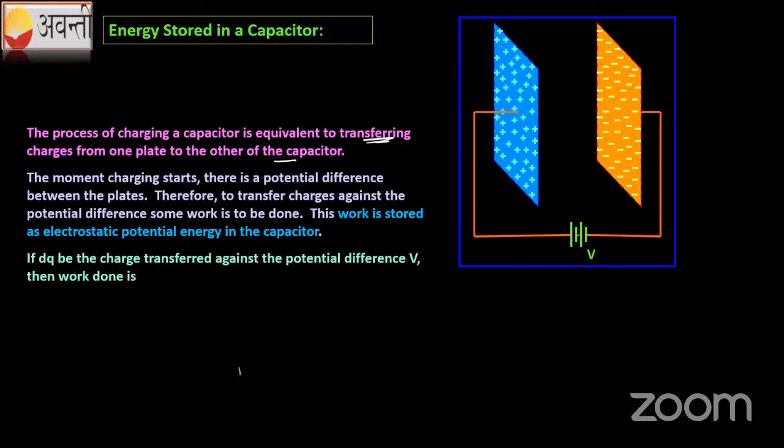The moment charging starts, there is a potential difference. Between the two plates, it starts from 0. First charge 1, charge 2, charge 3, like that the potential will start to increase. Therefore, for the transfer of charge against the potential difference, some work has to be done.